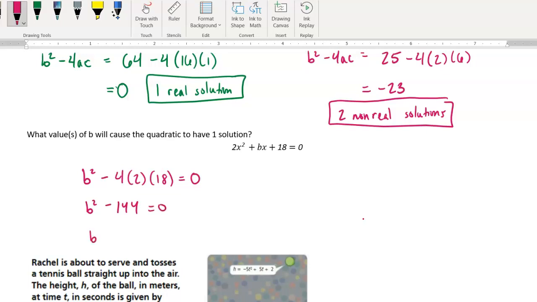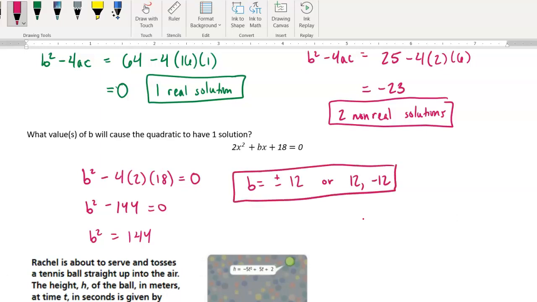Equals 0. Now I'd add that to both sides and I get b squared equals 144. Now when you take the square root of both sides, remember you're going to get two solutions. Because the square root of 144, yes, that's 12, and 12 squared is 144, but -12 squared is also 144. So the values for b that would make it so we would have only one solution would be 12 or -12, which you could write like this, or we could list it out as individual values. I would accept either one as your answer.